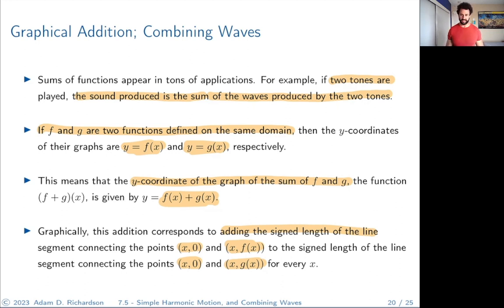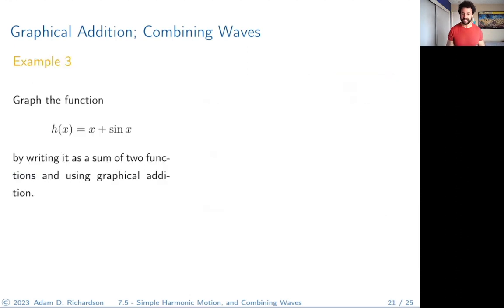So I know there's no pictures yet, but pretty much, you look at the vertical displacement of one function at a point and you look at the vertical displacement of the other function at that point, and you add those two together. And when you add those two together, that's going to be the vertical displacement of the sum. Not too bad. All right, let's see an example.